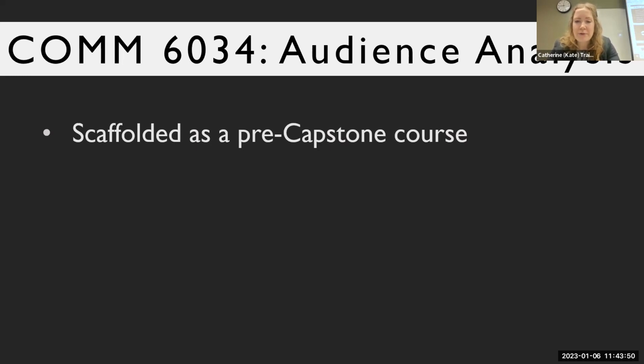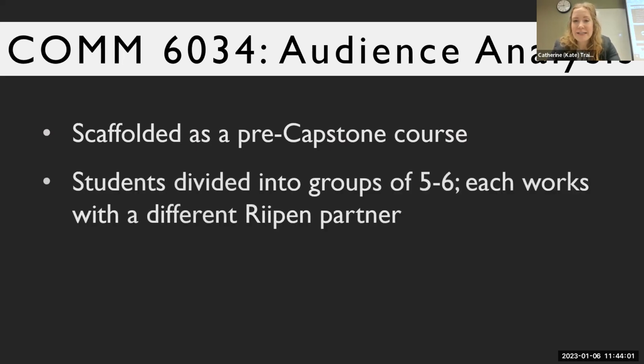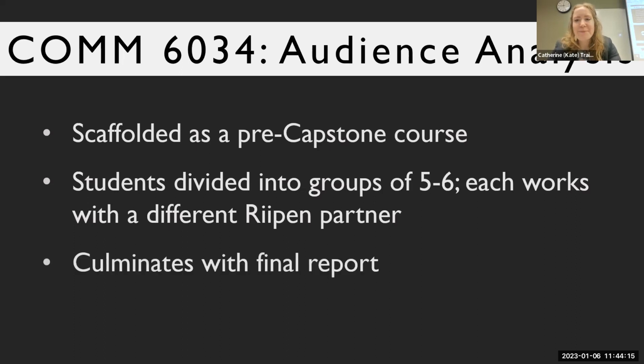So when I'm selecting Riipen projects, I am looking for projects that are primarily writing based, but that require them to do some degree of tailoring for a very specific audience. I divide my students into small groups, and then each of those small groups will have their own specific Riipen project, which means that in a given semester, I am typically working with, let's say, 3 to 6 or 7 Riipen partners. And all of them, it's a writing class, it's a communication class, will culminate in a final report.